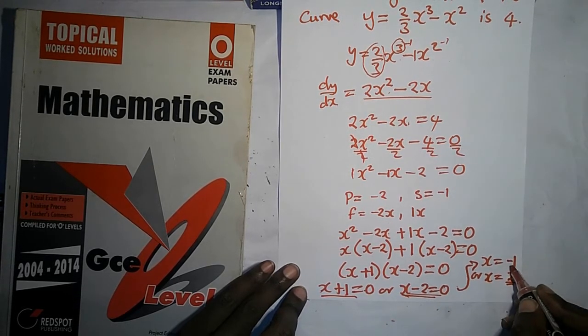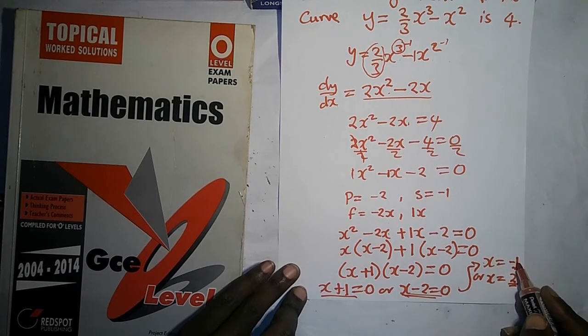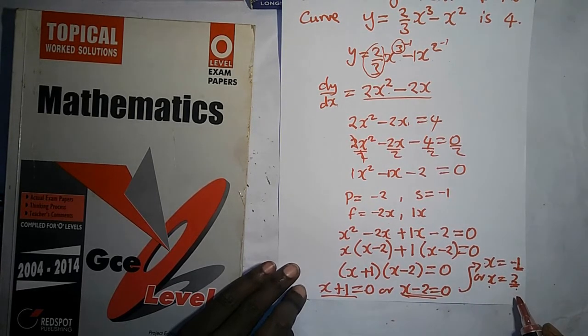And so the values that we are looking for are x is equal to negative 1 and x is equal to positive 2. So this is the end of our lesson.